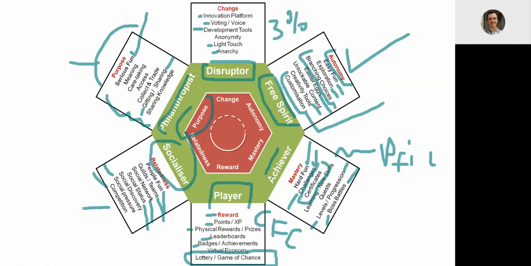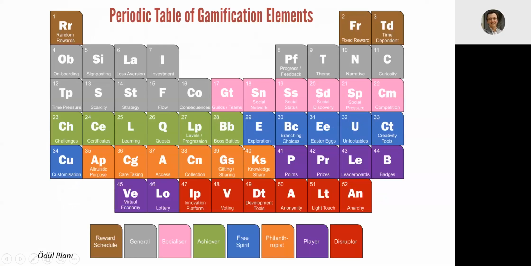So I also prepared a periodic table of gamification elements. After the session, I'm going to share very deep data for each item. So if you are an achiever, or if you have a colleague who is an achiever, you may understand how to give challenge to him: certificates, learning, quests, levels, boss. I'm going to share a good set of examples. I have the English version, so it's a very good opportunity to share with you.